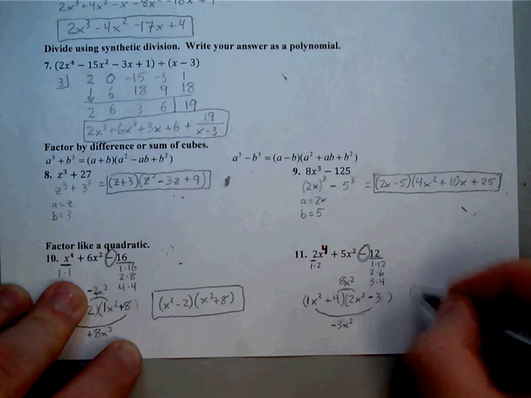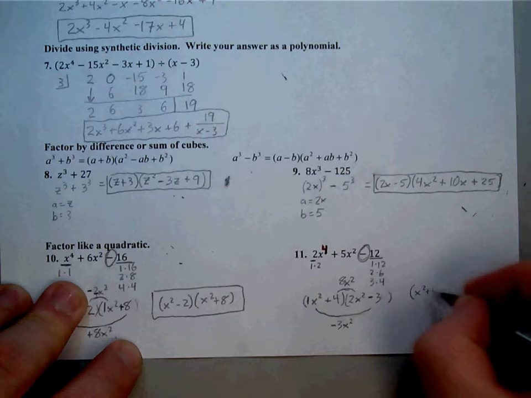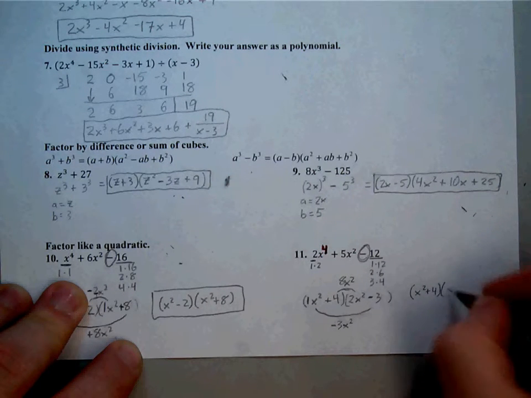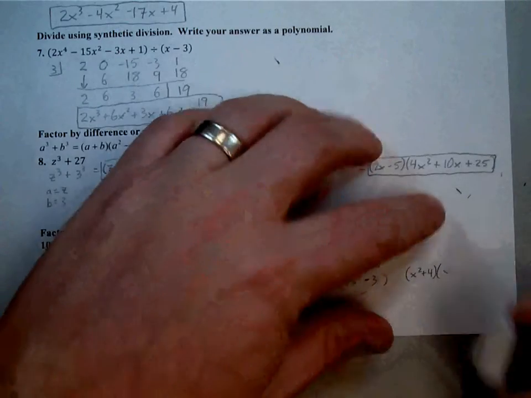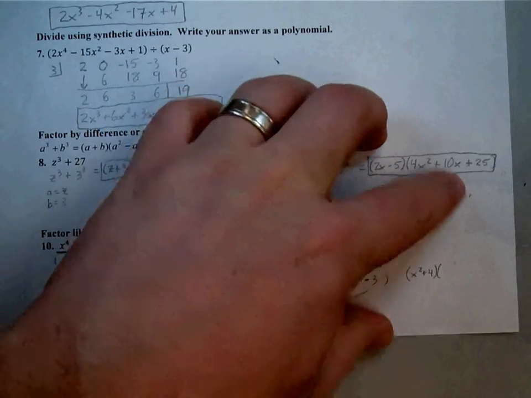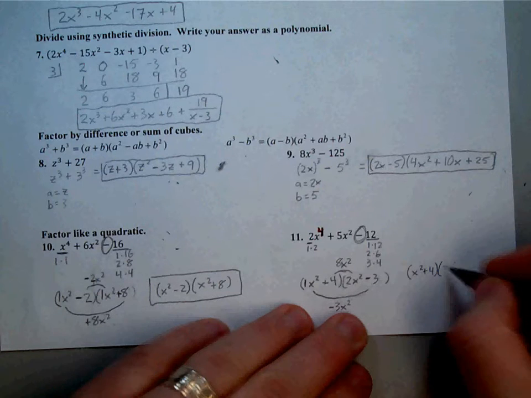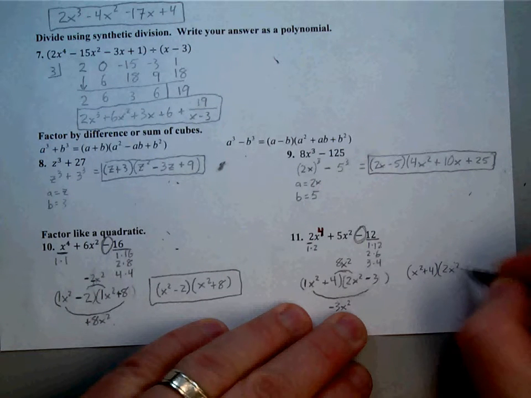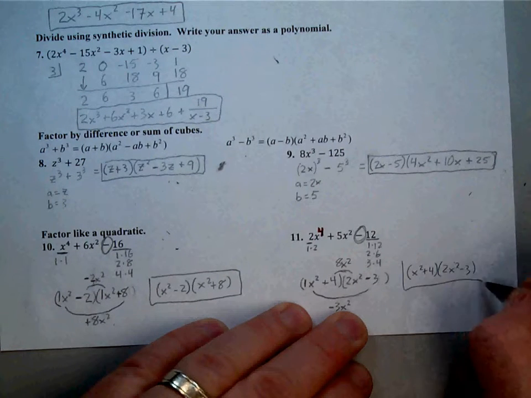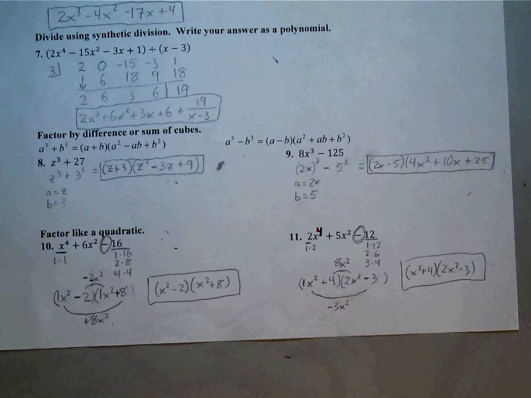So if I rewrite that again, I have x squared plus 4, and I have 2x squared minus 3. So x squared plus 4 and 2x squared minus 3. Now we'll go to the back page.